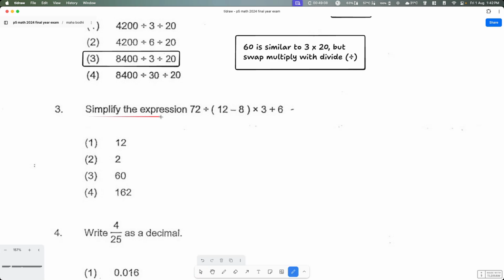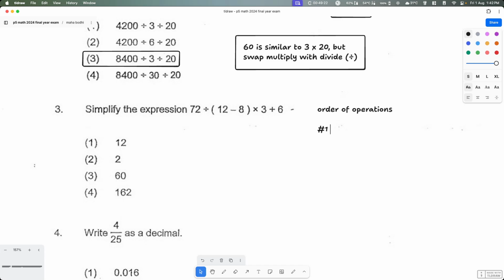It says here, simplify the expression 72 divided by the bracket 12 minus 8, times 3 plus 6. Okay, so this is order of operations. Number 1, you do brackets, do everything in the brackets. Then number 2, you multiply or divide from left to right. And then number 3, you add or subtract from left to right.